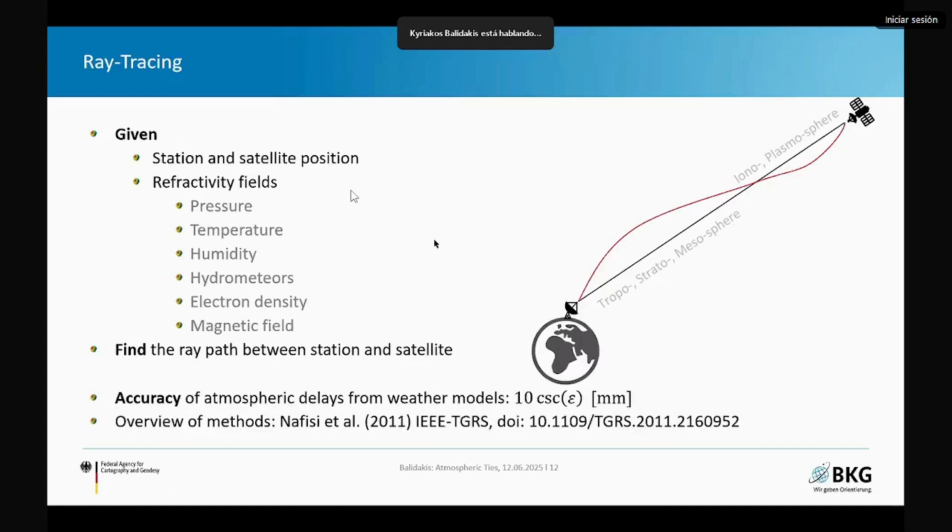After you find this path, you do a simple numerical integration, and you have calculated the delay. The state of the art accuracy of these ray traced atmospheric delays that we can calculate based on state-of-the-art models is about 1 centimeter in the zenith, and if you look at lower elevation angles, then the uncertainty grows.